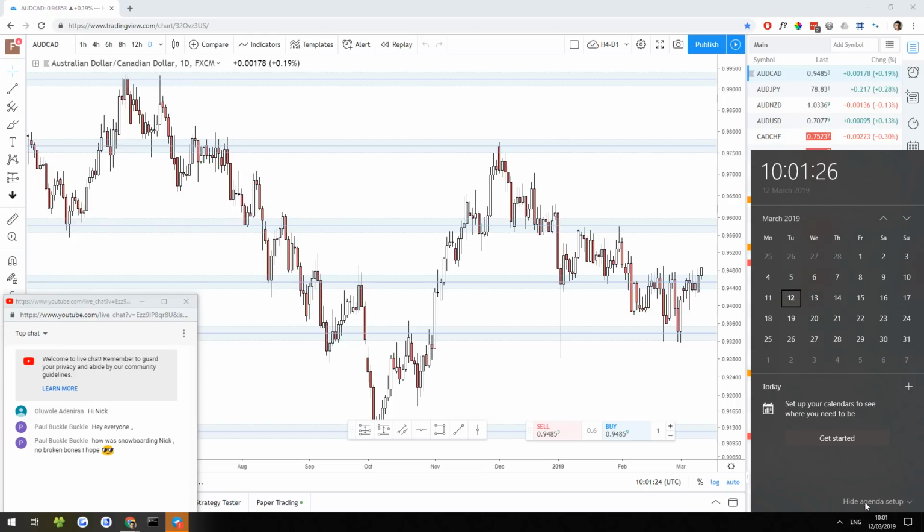Today is Tuesday, the 12th of March 2019. Time is 10:01 here in the UK. You're looking at an AUDCAD daily chart.